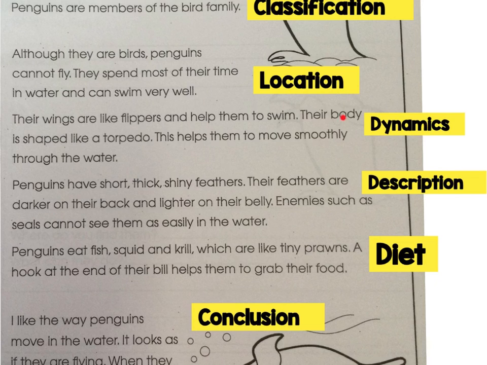The next part is the dynamics. They tell us that the penguin has flippers to help them to swim, and their body is shaped like a torpedo to help it move through the water smoothly. The next paragraph, boys and girls, is the description. It describes how the penguin has short, thick, shiny feathers. 3 lovely adjectives there to describe the feathers. Diet. Here it tells us what the penguins eat: fish, squid and krill.